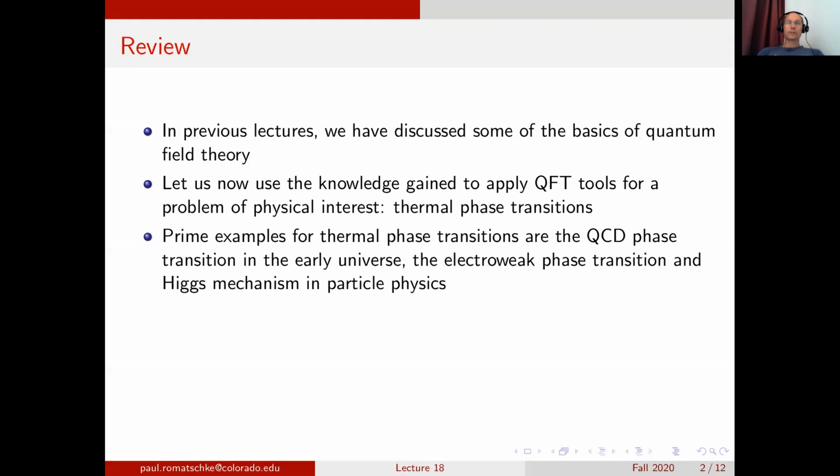Thermal phase transitions occur in several interesting physical systems. For instance, the QCD phase transitions in the early universe, the electroweak phase transition, and the Higgs mechanism in particle physics, as well as several other examples in different contexts of physics, such as superconductivity phase transitions.